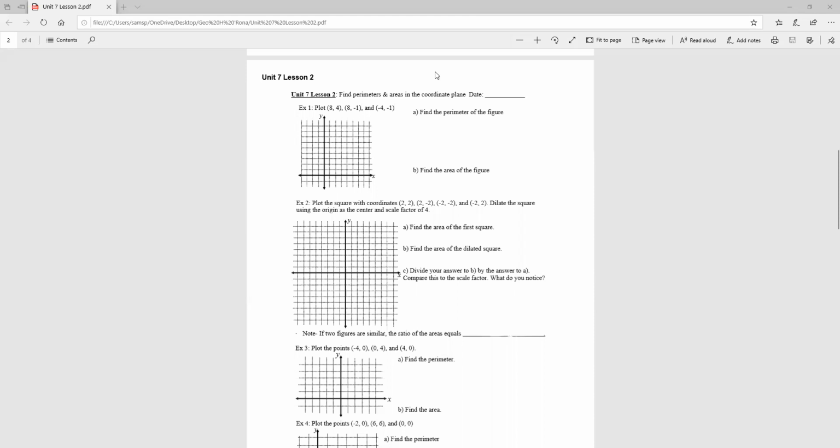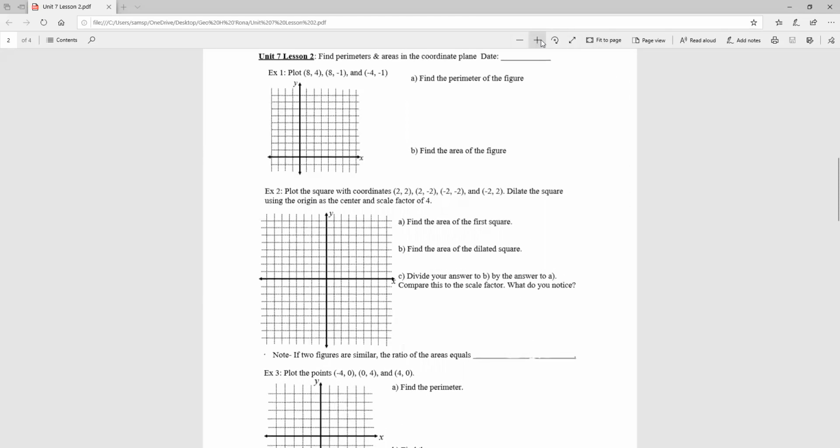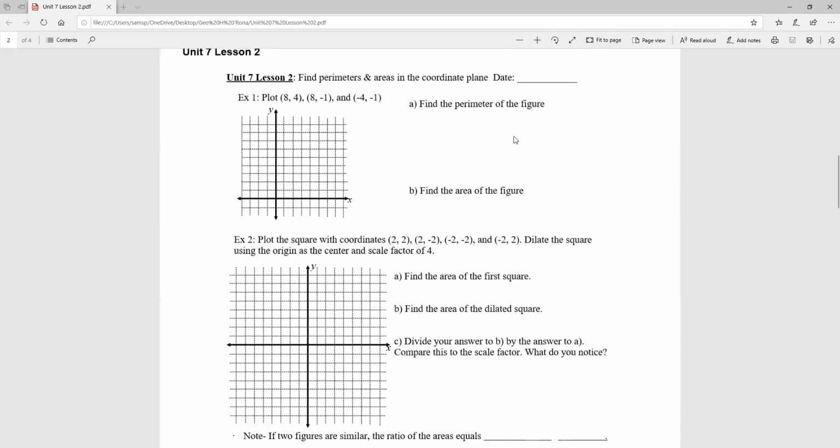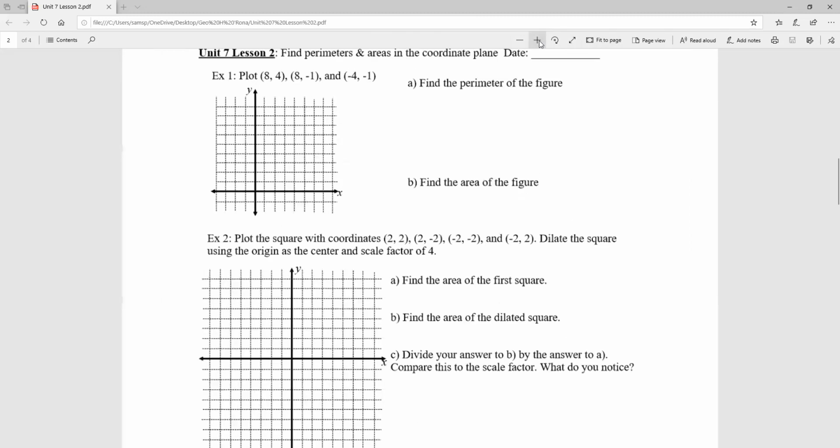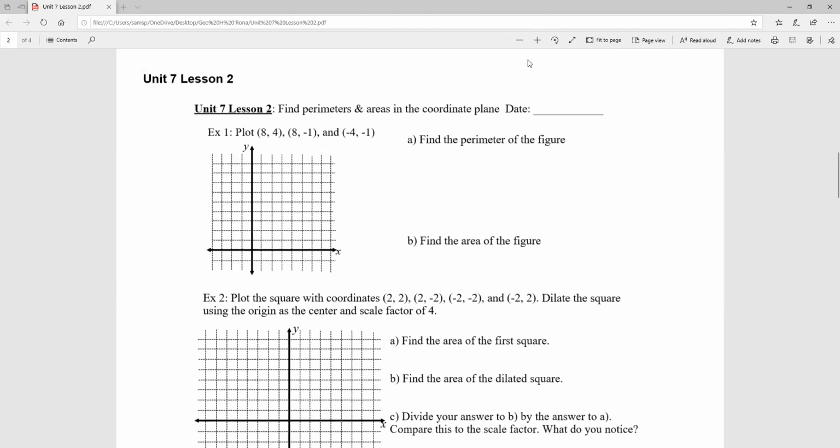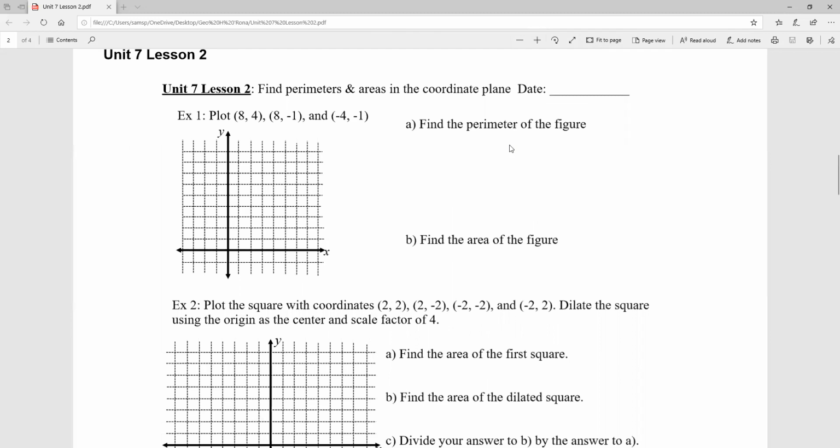Hello, ladies and gentlemen. Today we are going to be talking about Unit 7, Lesson 2, finding the perimeters and area in the coordinate plane. So today we're going to be taking what we've learned about areas and perimeters in previous classes, and sticking that onto the two-dimensional coordinate plane, onto a graph, so that we can just find the areas of shapes given a different format. So let's get right into it.